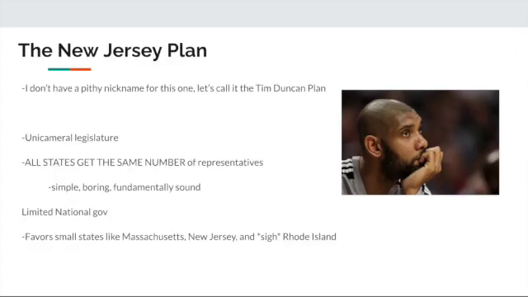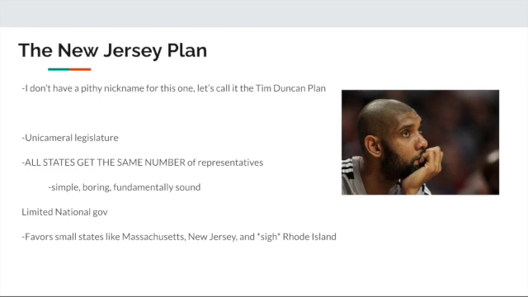Next, we've got the New Jersey plan. There's no good nickname for this, which is why I call it the Tim Duncan plan. It is fundamentally sound, but it's kind of boring to look at. In their case, they want a unicameral legislature. They're going to say, you know what? Let's have fewer voices here. We don't want as much of a national government, and we can do that by just hearing fewer voices.